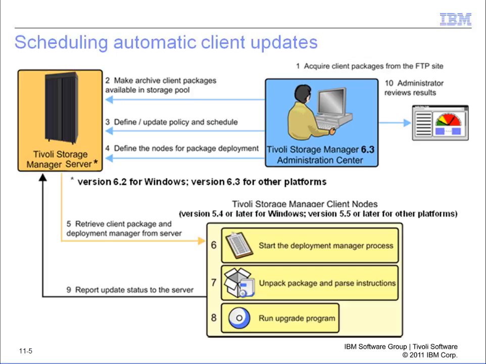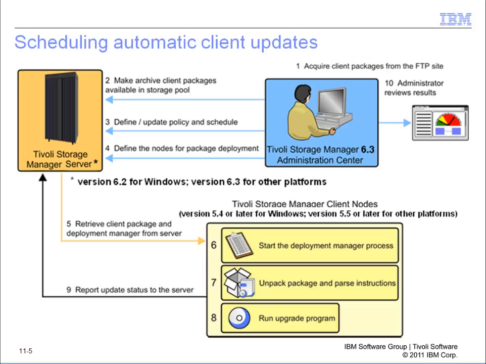First of all, from the administration center, which is at a version 6.3, you're going to acquire the client packages from the FTP site. Next, you're going to make the archive client packages available in a storage pool. You're going to need to define or update a policy and a schedule to deal with your automatic client updates. It's a good idea to have a new policy and schedule just for your client updates. Then you're going to define the nodes for the package deployment.